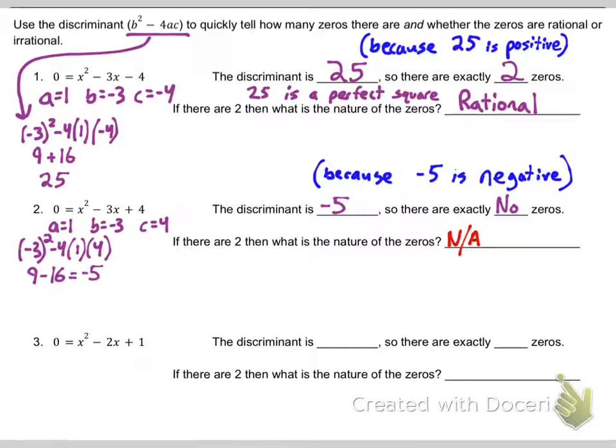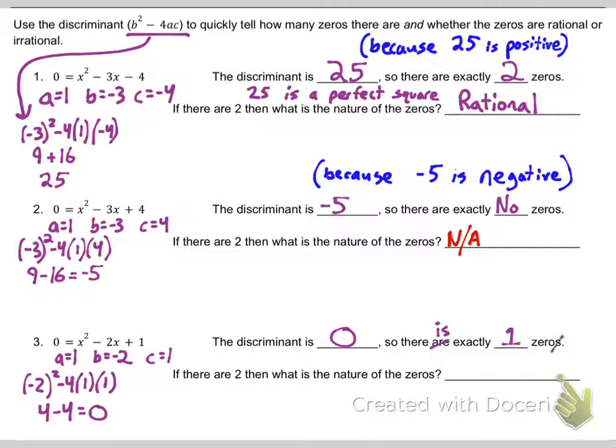Now, for this third one, b squared minus 4ac, a is 1, b is negative 2, and c is 1. This time we have negative 2 squared minus 4 times 1 times 1. That's 4 minus 4, which is 0. So the discriminant is exactly 0. So there, I didn't realize my grammar is off here. There is exactly 1 zero. I didn't consider the situation. I was just thinking 2 or 0. But if there's 1 zero, we should say there is exactly 1 zero.